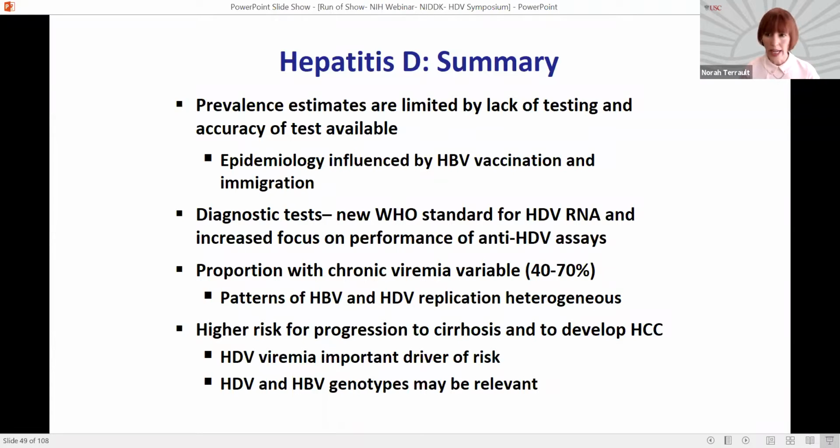Not every patient with anti-HDV has chronic viremia. That varies from 40 to 70% across the studies. The patterns of HBV and HDV replication seem heterogeneous, although there is the sort of classic pattern with HDV being high and HBV DNA being low. There is a higher rate of progression, and that's of course why this disease is so important. Higher rates of progression to cirrhosis and HCC in particular, with HDV viremia appearing to be the most important driver. But I think there's an interesting evolving area related to HDV and HBV genotypes. And with that, I'll close.